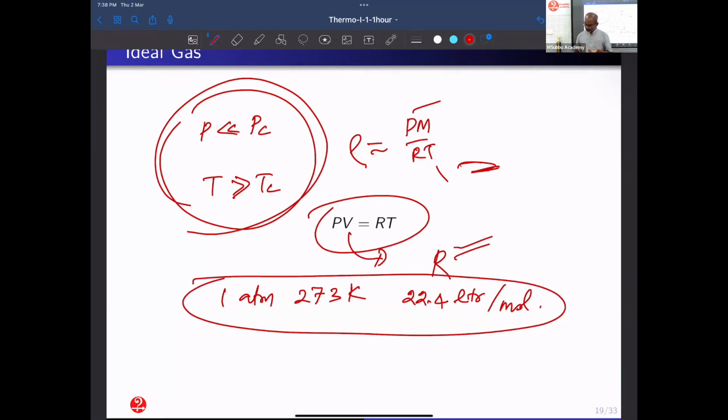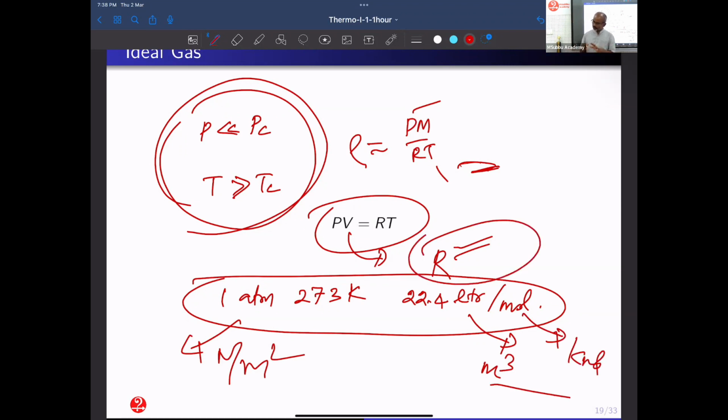Sometimes pressure will be in Newton per meter square, and this liter will be in terms of meter cube, and mole may be in K mole. Accordingly, you will have a variety of values of R, but all are referring to the same thing. The units are only differing. So to evaluate it you need to know only this one value: 1 atmosphere and 273 Kelvin, that is 1 atmosphere and 0 degrees Celsius. Of course, we need to use the temperature in Kelvin.